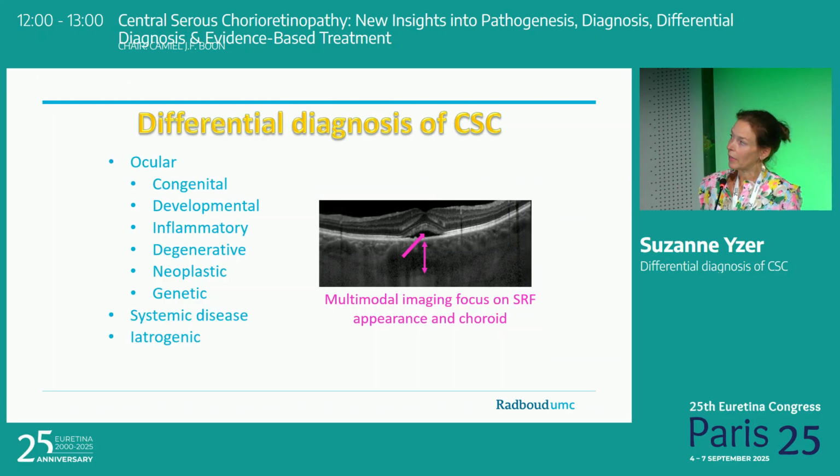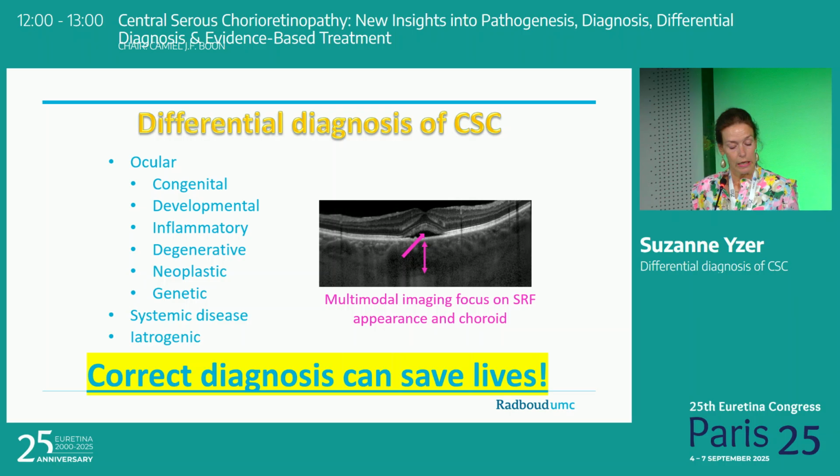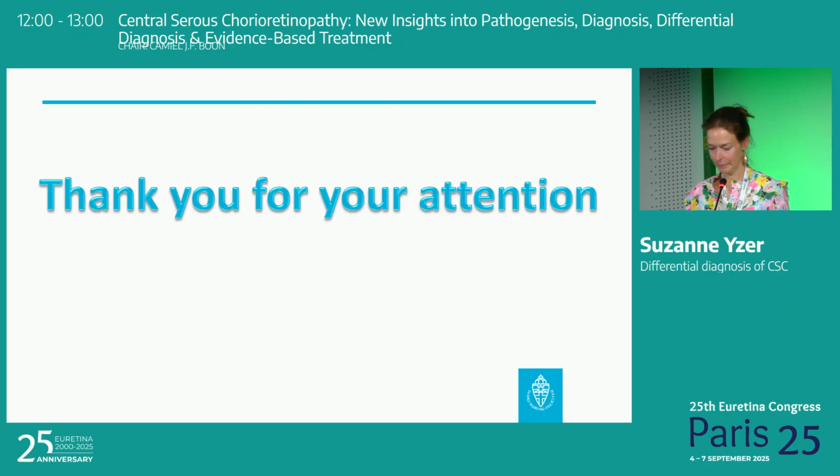So here's a quick overview of the differential diagnosis of central serous chorioretinopathy. Again, it's very important to be aware of the differential diagnosis and be aware of the fact that a correct diagnosis may actually save a life, or like we saw in the last case, save 2 lives. Thank you for your attention.